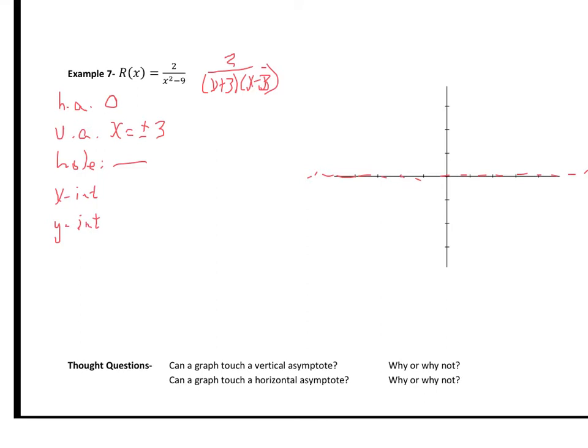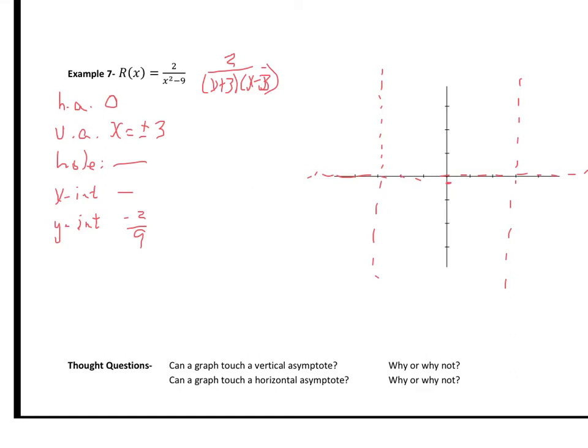Okay, x-intercepts. We don't have any, right? The x-axis is an asymptote, so there are no x-intercepts. Okay, y-intercept. Make x 0. Where's my y-intercept? -2/9. Oh, that's kind of yucky. Oh, I didn't sketch in my vertical asymptotes. Forgot to do that. Sorry. Okay, so the y-intercept is at -2/9, so it's like right there, give or take.